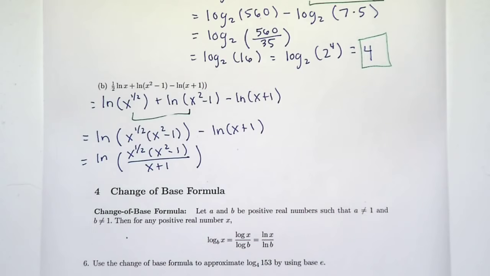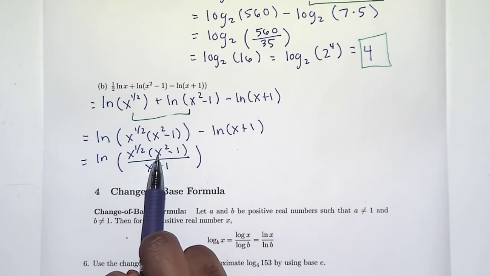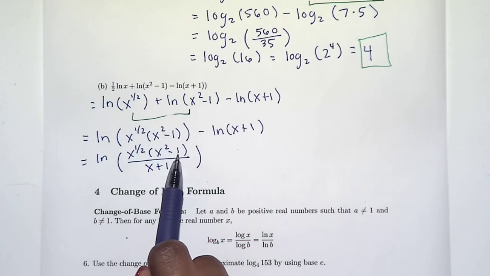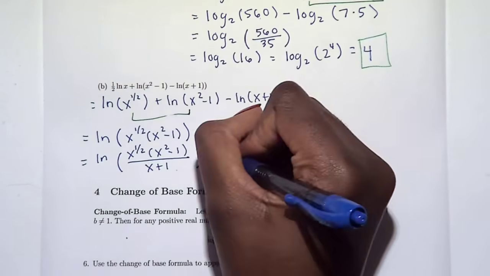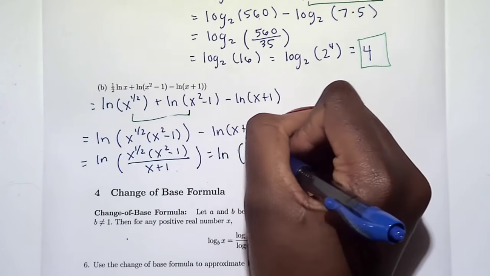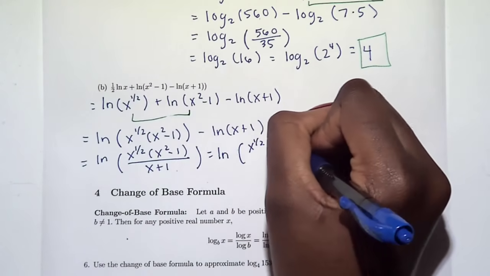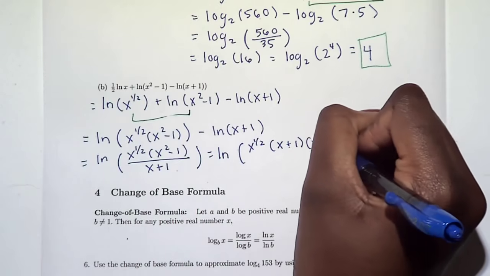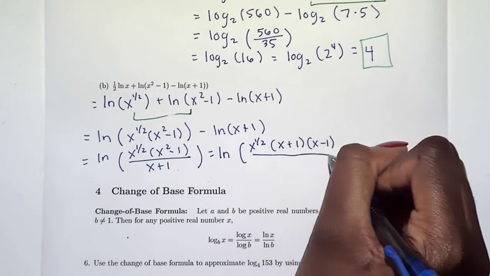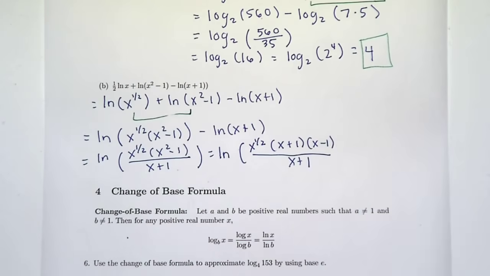Okay, so the instructions do say simplify the result if possible. I notice here we have an x squared minus a 1. 1 is the same thing as 1 squared. This is a difference of squares, so this can be factored. So I'm going to do that. It can be factored into x plus 1, x minus 1. You can see why I wanted to do that.